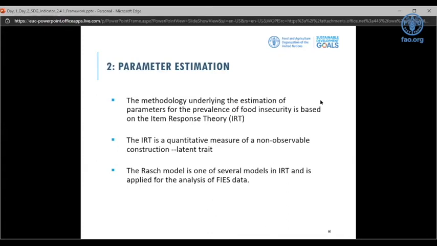This item response theory, or IRT, is used to analyze responses to the survey or test questions. Now, very briefly, the item response theory is a quantitative measure of non-observable constructions, that is latent traits, that can be derived from a set of dichotomous or binary variables, as I already mentioned, taking a value of one or zero. Thereafter, the Rasch model is applied for the analysis of the FIES data. And the Rasch model is one of the many in the item response theory that is used to analyze unobservable or latent traits.